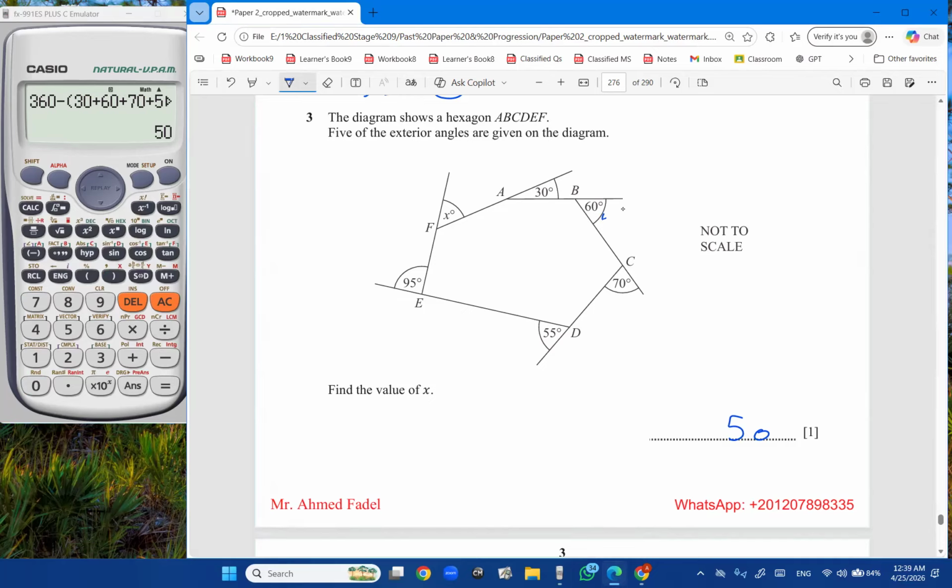Because the sum of all the exterior angles, and you must make sure that all the numbers given to you are exterior angles, is 360.